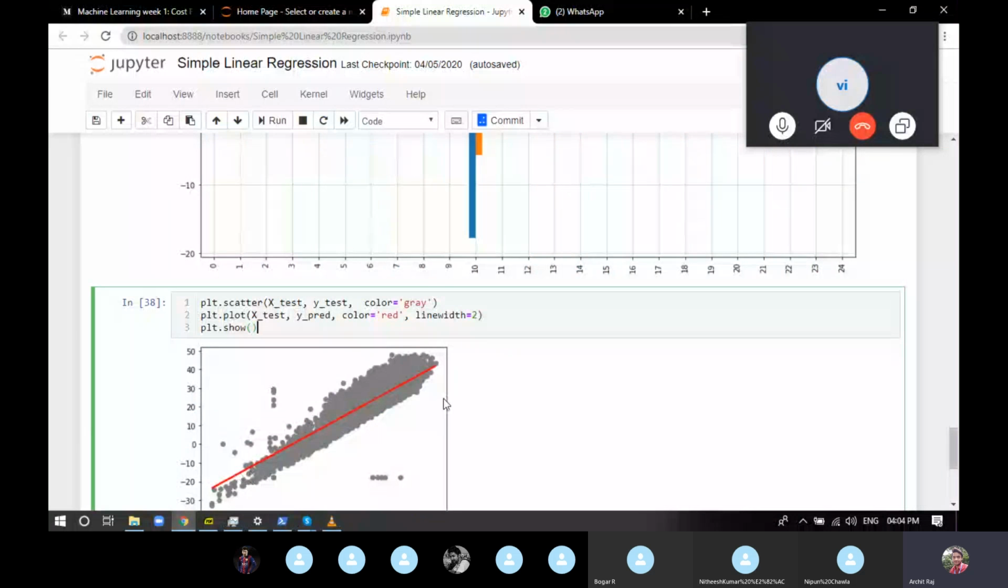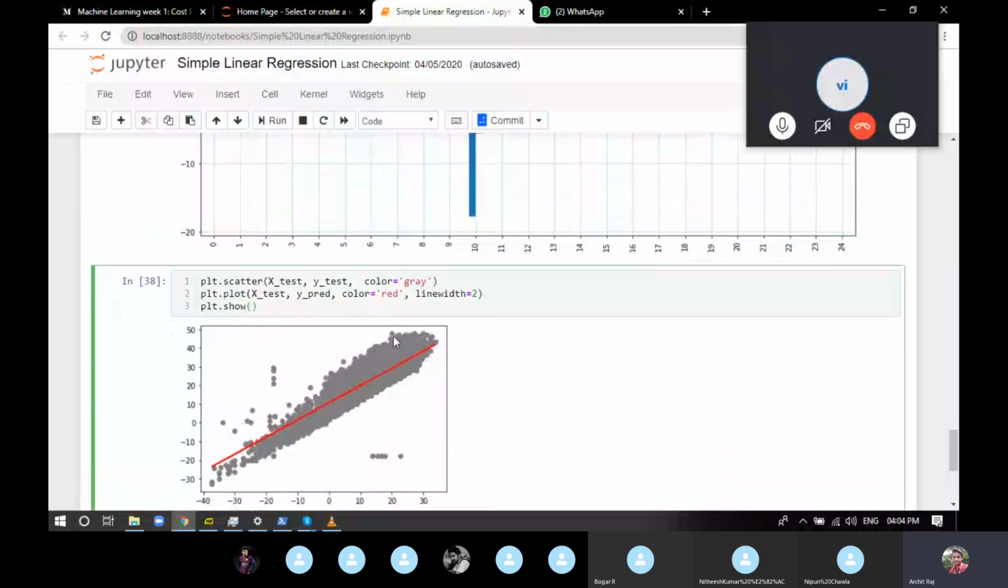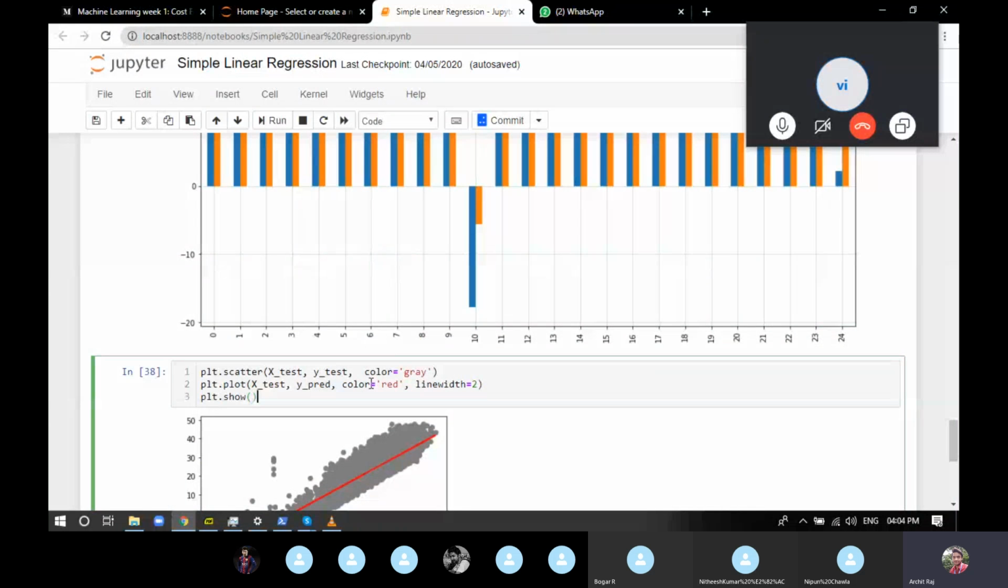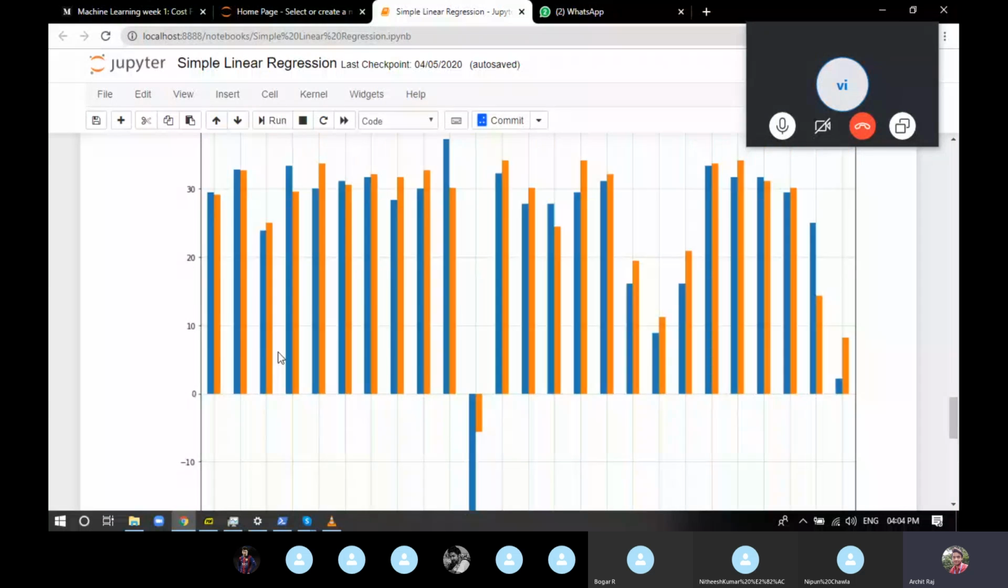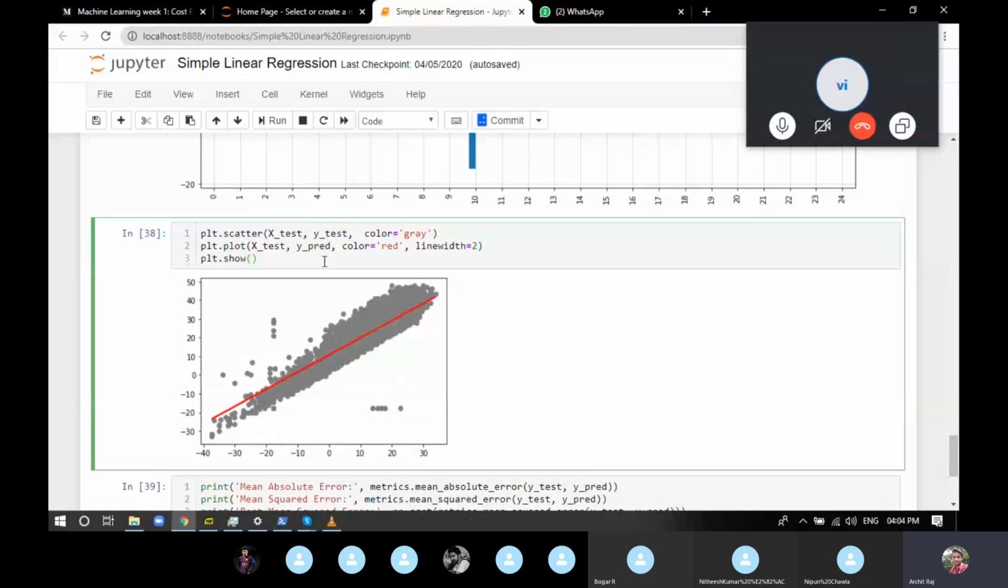Now we want to see the exact line that the machine made. How we showed the line: we took the points of y test, provided the x test, so we made a scatter plot of x test and y test and made the color green. This is the scatter plot of the exact data. Now we made one more plot, x test and y predict.